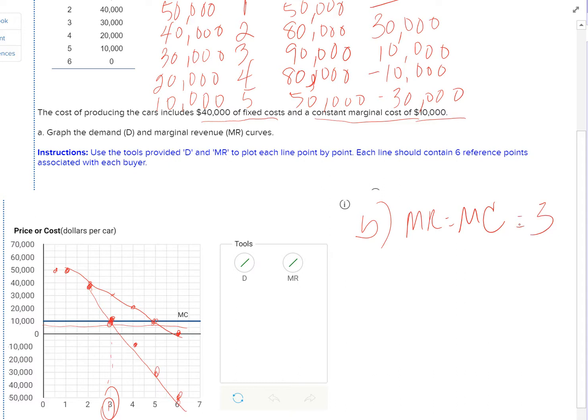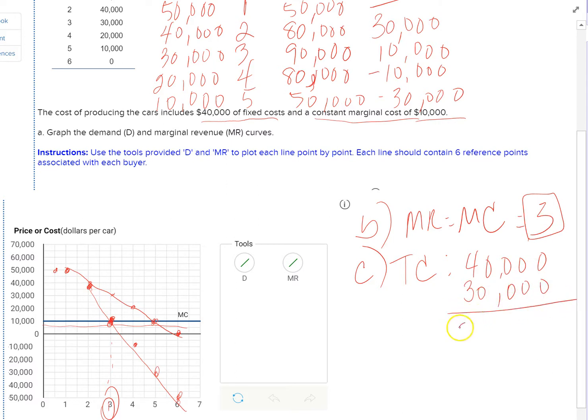The total profit earned, and this is where those cost calculations are going to come in handy. Well, at a unit output of 3, here's what we know. Our total costs are 40,000, that's the fixed cost, plus 10,000 for each of the 3 cars, because they're constant marginal cost of 10,000 each. So it's going to be plus an additional 30,000 because we're producing 3 cars. So our total costs are 70,000.